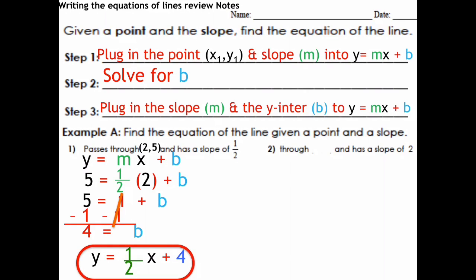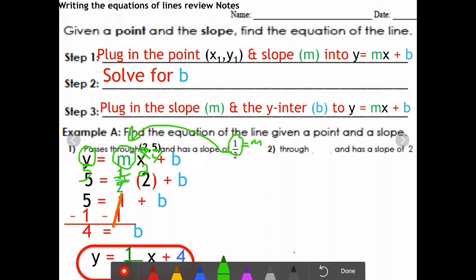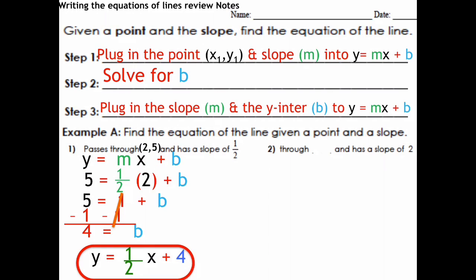This is the answer. Because again, the question is find the equation. The equation is y equals 1/2 x plus 4. Okay? Now for number 2, let's go ahead and put in -3, -4.